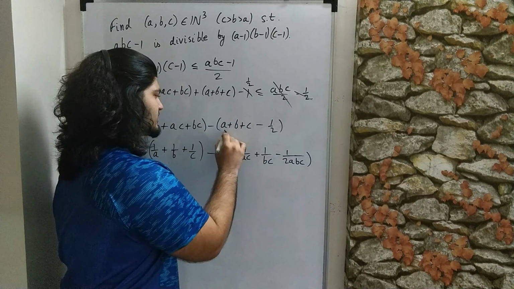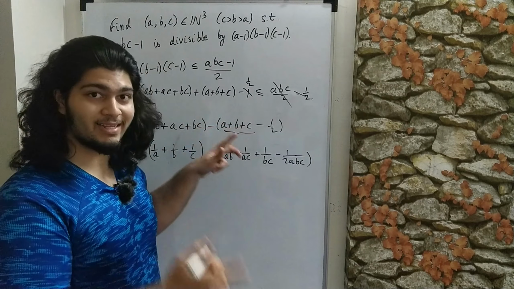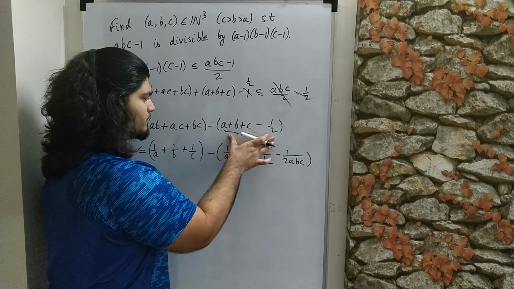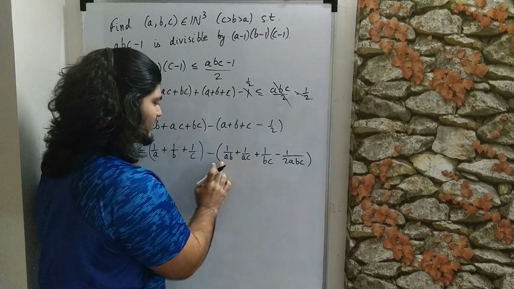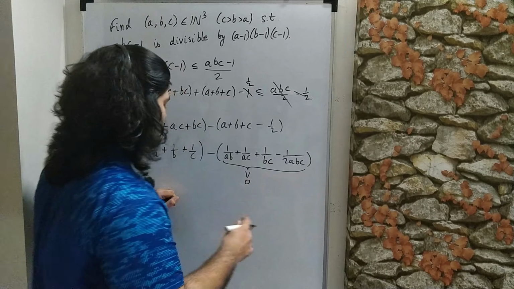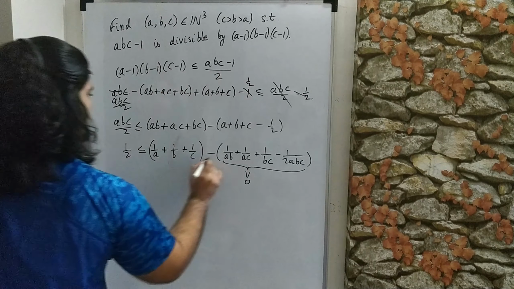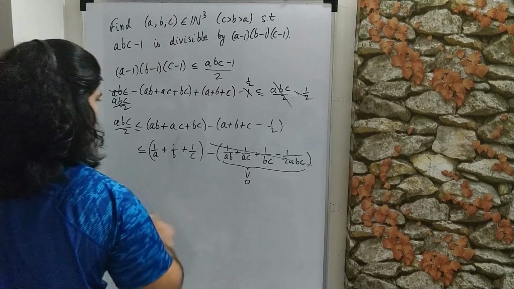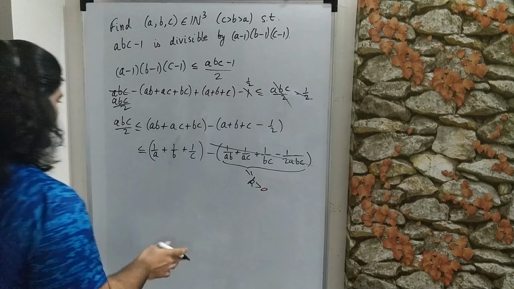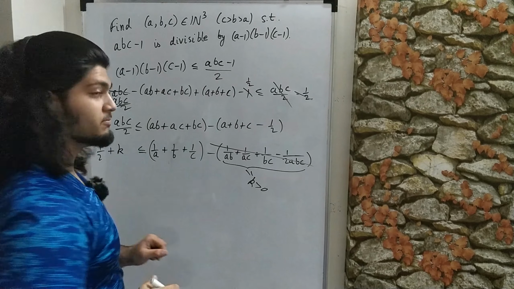And now since each one of these is greater than 1, this entire thing must be greater than 3, and if it's greater than 3, this entire thing is positive. So if this is positive, then this divided by ABC is also positive, so this is strictly greater than 0. But now notice that if we take this to the other side, then I'll just cancel it out like that. Let's say this entire thing is equal to some number k which is positive, so we get half plus k is less than a plus b plus c.